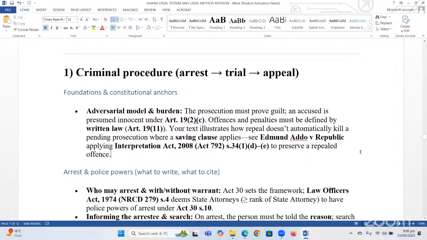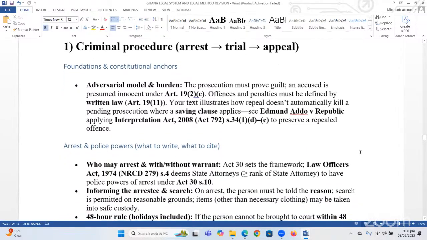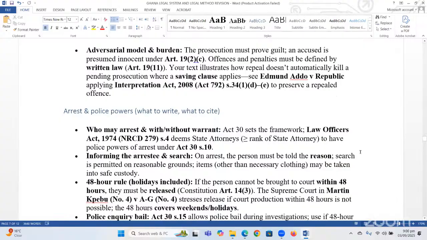Then we should also appreciate that when it comes to arrest, under the criminal procedure code, and also NRCD Decree 279, who can authorize an arrest with or without warrant. So if you are a state attorney, or above the rank of state attorney, you have no powers of arrest. Under Section 10 of Act 30, the police can arrest you without warrant.